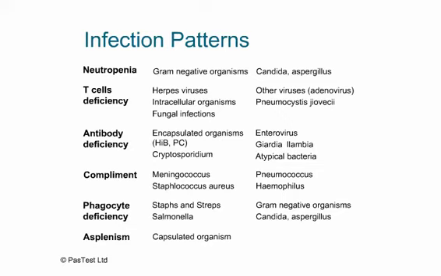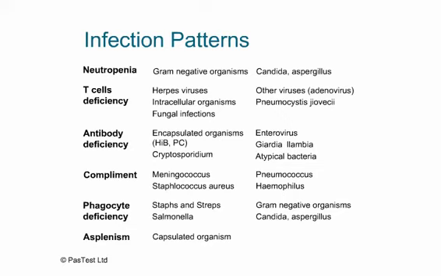Antibody deficiency, as we mentioned in the question before, capsulated organisms, Haemophilus influenzae B, pneumococcus. Also, they have some rather unusual organisms that illustrate gaps in the immunity left behind by a lack of IgG. Enterovirus infection, they're particularly susceptible to Giardia and Cryptosporidium. Complement deficiencies are associated with encapsulated organisms, but particularly Meningococcus.